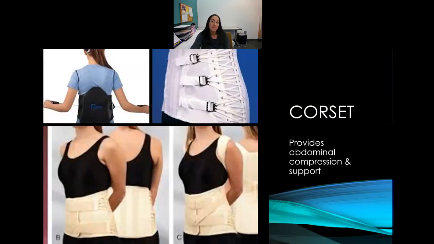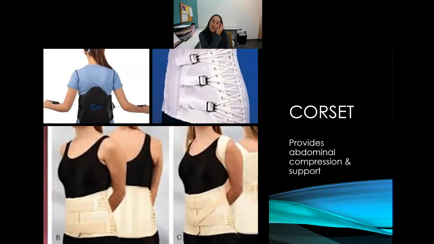With the corset, this provides compression and stability to support the abdominal. So it could be used after an abdominal surgery or after childbearing or something like that to help provide some external support. You have to be real careful with any brace, any orthosis, that you don't overuse. So it's good to have that extra stability, but then you want to start strengthening those areas and wean yourself off of them when possible.